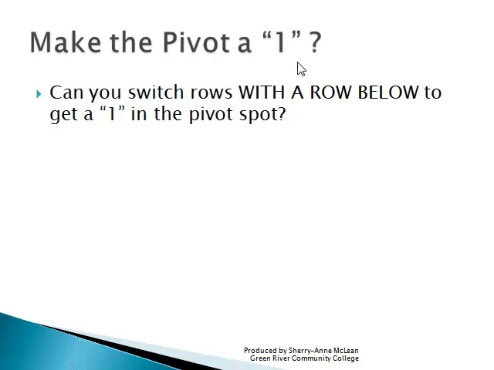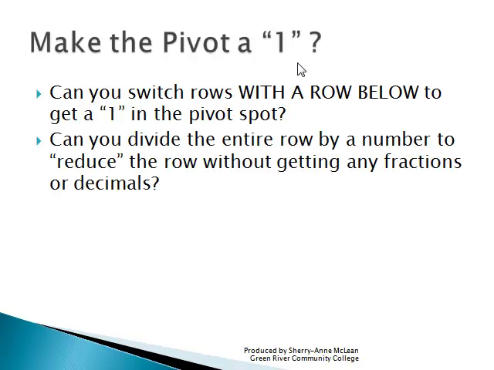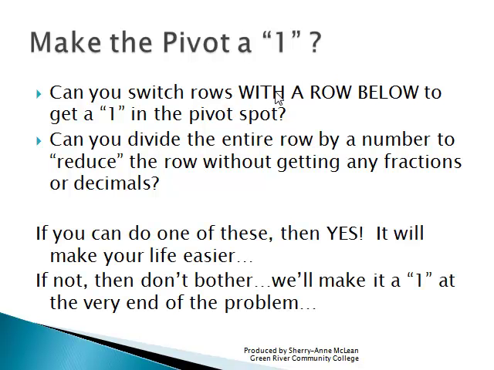First, can you switch a row with a row below it to get a 1 in the pivot spot? Or can you divide the entire row by a number to reduce the row without getting any fractions or decimals? If you can do one of these, then yes, absolutely, it will make your life easier and you should try to get a 1 in that pivot spot. If not, don't bother. It'll lead you to using fractions and decimals and will make a very messy solution. We'll just wait and make it a 1 at the end of the problem.